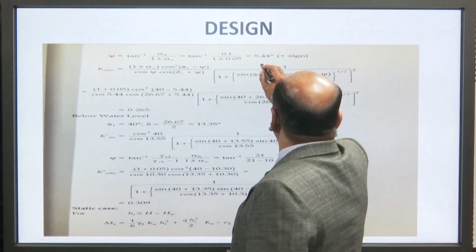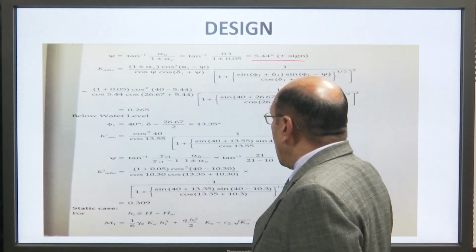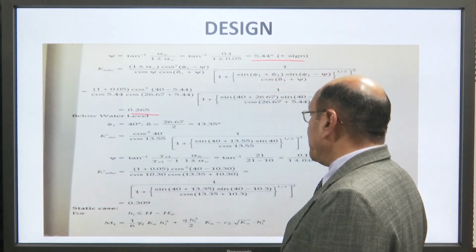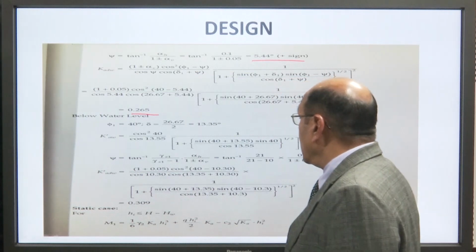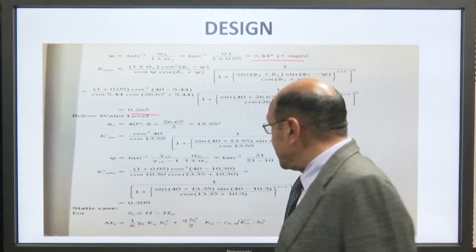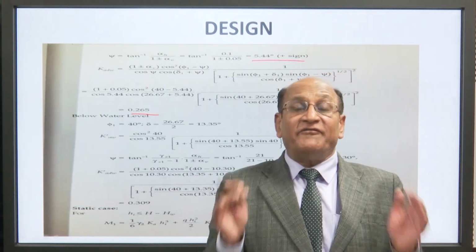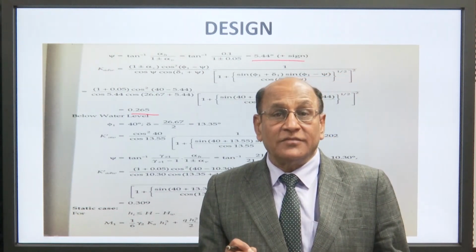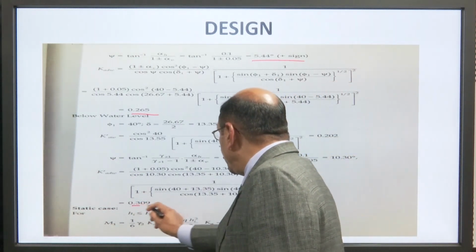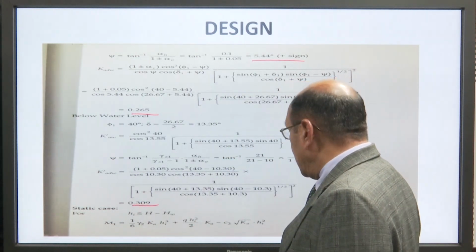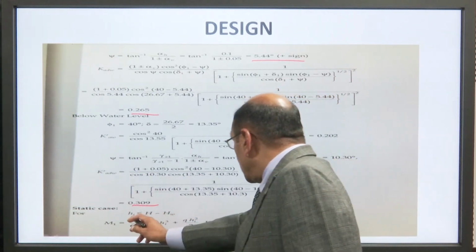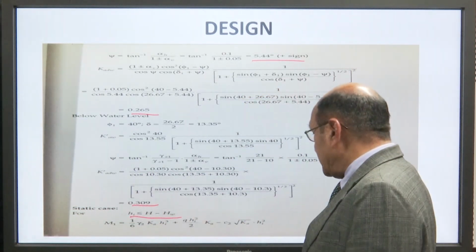We will get the value of this one. Again, calculating this value, 0.265. Below water level, we can calculate the different earth pressure parameters by putting the value of each parameter in the equation. We will finally get 0.309.